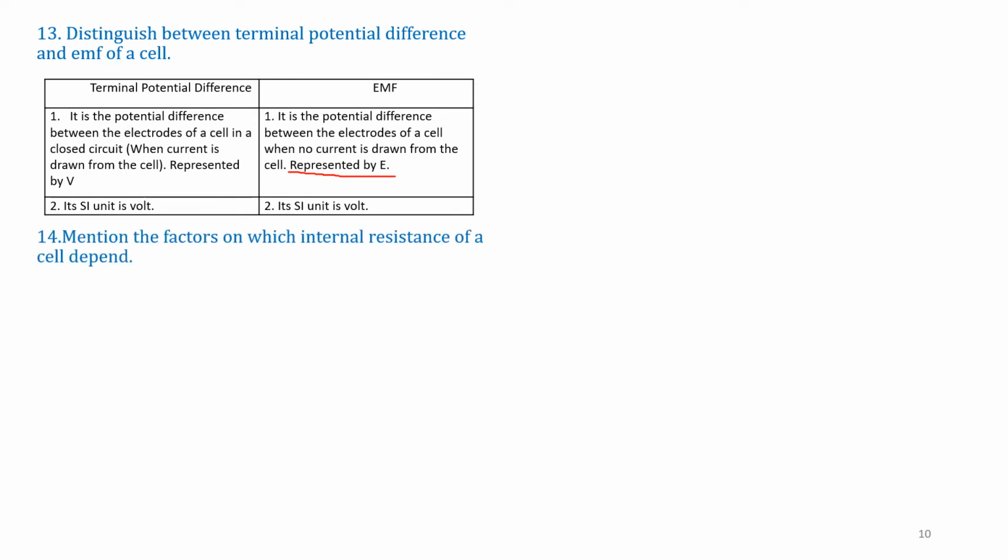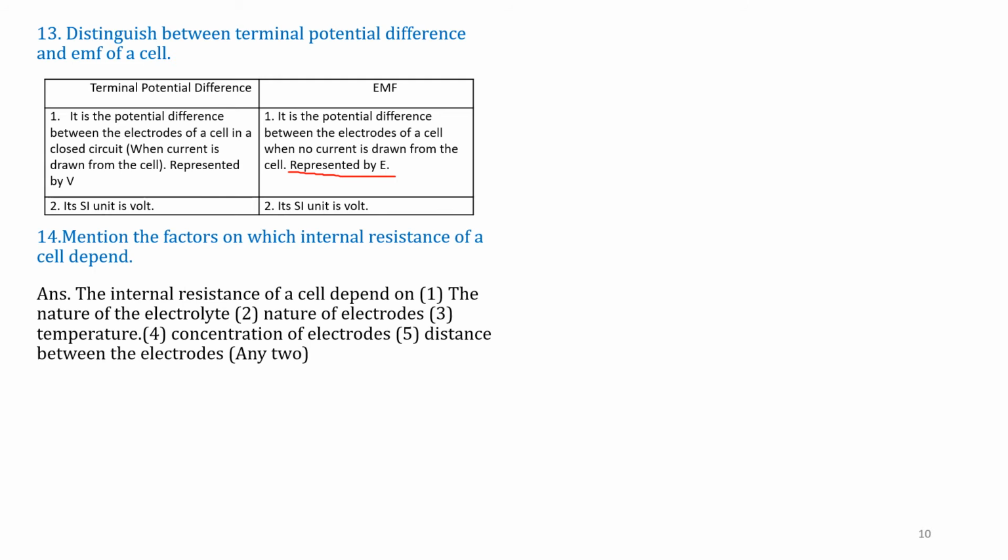Mention the factors on which the internal resistance of a cell depends. The internal resistance of a cell depends on the nature of the electrolyte, nature of the electrodes, temperature, concentration of the electrolyte, and distance between the electrodes.